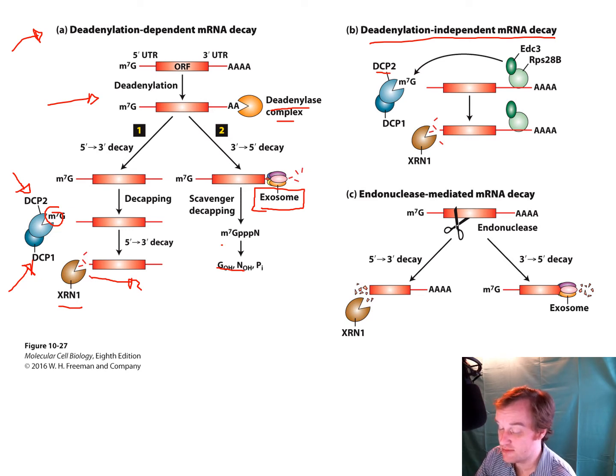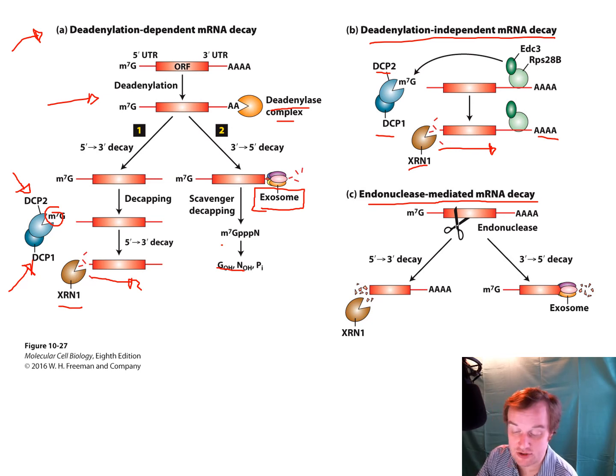Now we also have a deadenylation-independent mRNA decay, and in this case there is decapping that occurs before the deadenylation, and so DCP2, DCP1 will decap before there's ever removal of that poly A tail, and then XRN1 will come in and it will degrade in a 5' to 3' exonuclease direction while this poly A tail is intact.